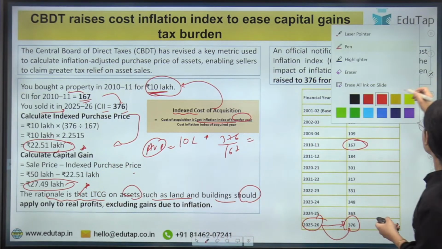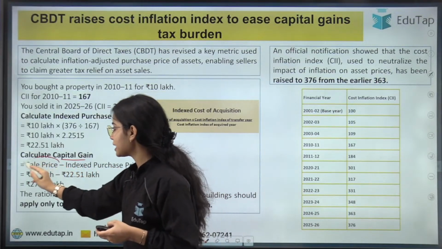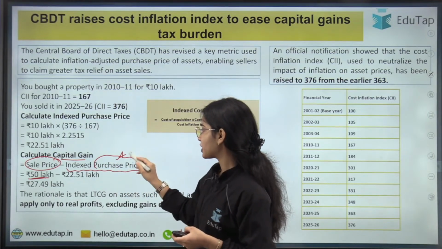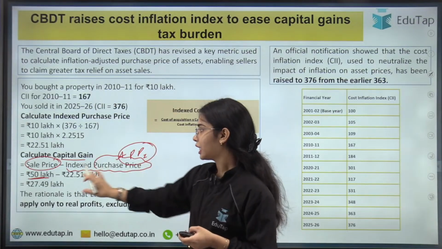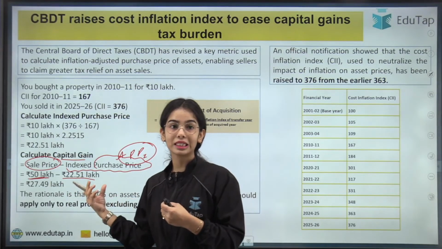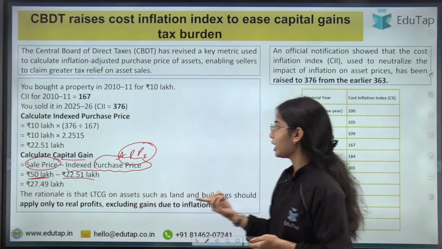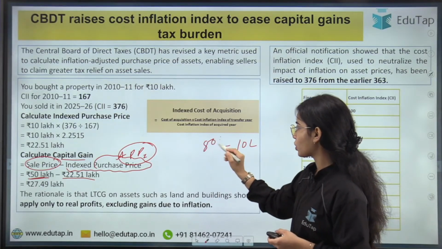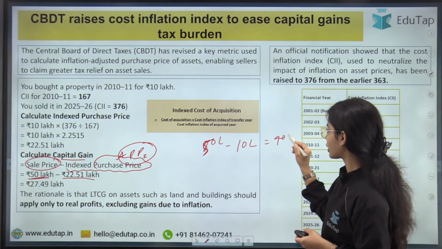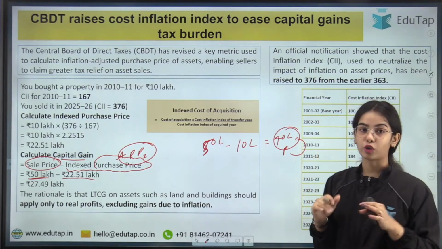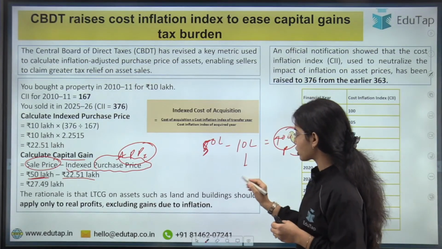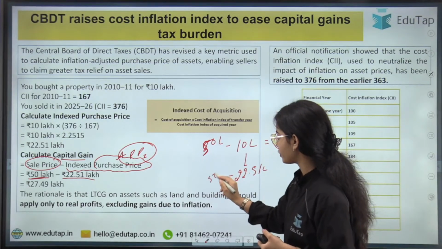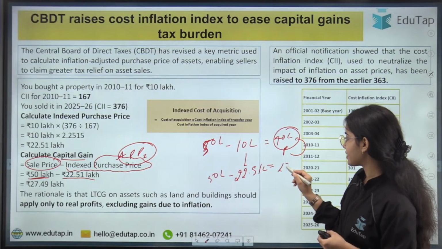So the capital gain is calculated by taking the current sale price, 50 lakh, minus the indexed purchase price, the purchase price after adjusting for inflation, that is 22.51 lakh. So the tax will be taken on 27.49 lakh. Before, the purchase price was 10 lakh and the selling price was 50 lakh, so the profit would have been 40 lakh and the tax would have been applied on 40 lakh. Now we are adjusting the purchase price for inflation, the purchase price is 22.51 lakh and the sale price is 50 lakh. So the real profit is 27.49 lakh.